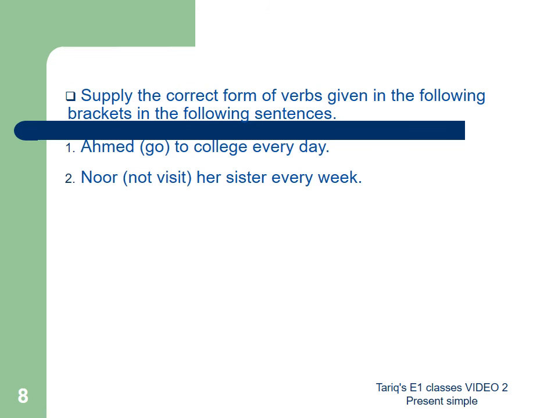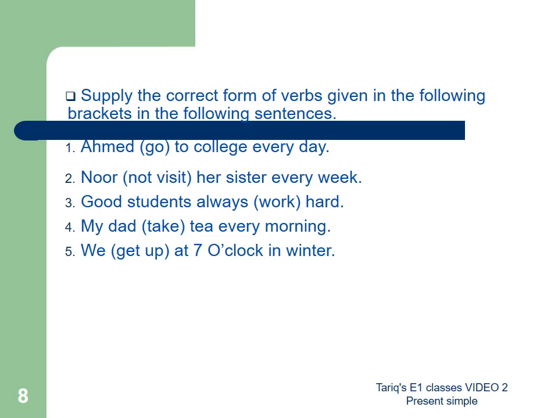So what I want you to do, class, is have a look at these sentences here. The word in the brackets, you must do something to that word so that the sentence is correct. I'll do number 1 for you as an example. So it says Ahmed go to college every day. That is incorrect. So we must do something to this word go. We must add the letters ES. So then it will read Ahmed goes to college every day. So please correct all of these sentences.